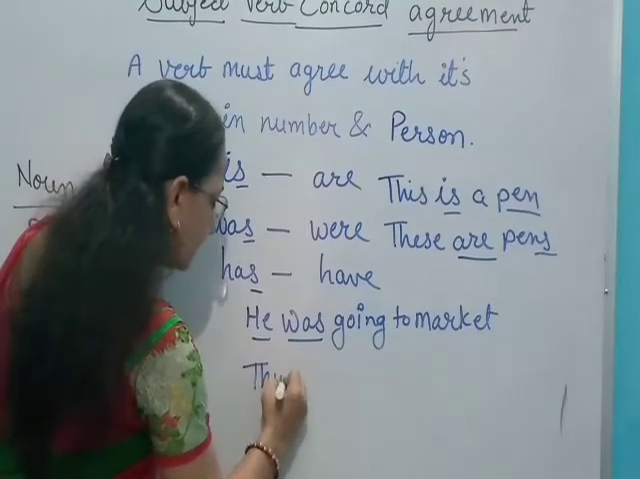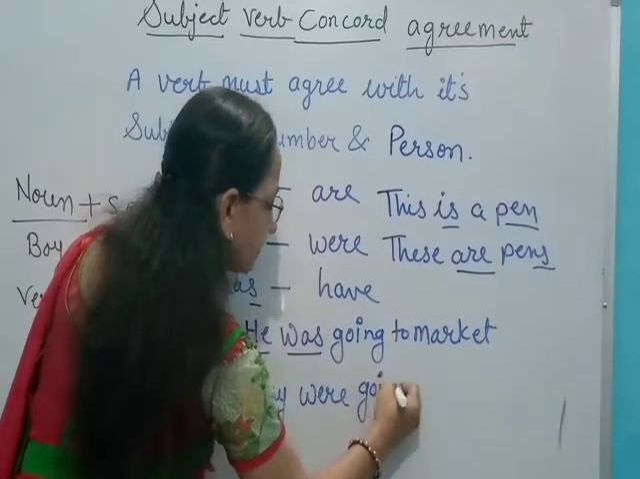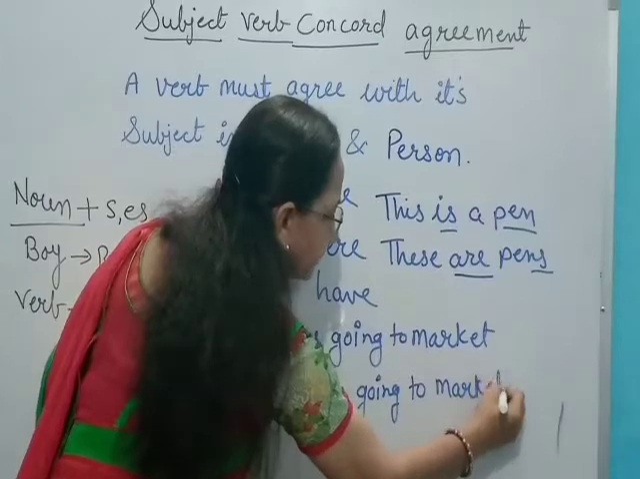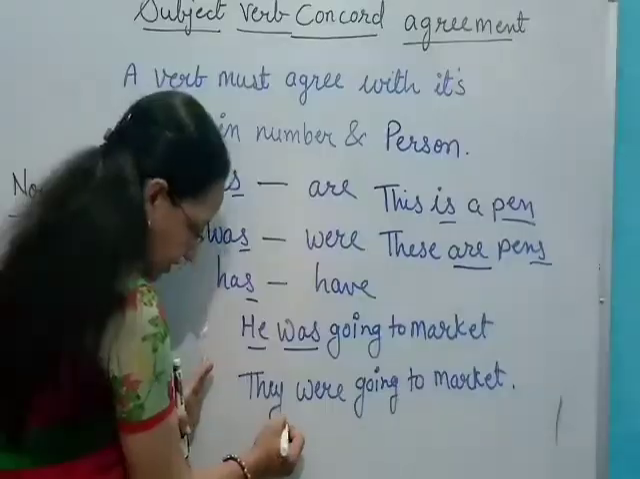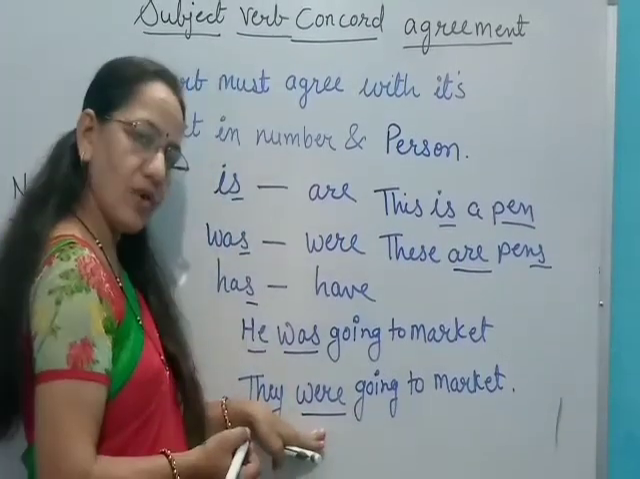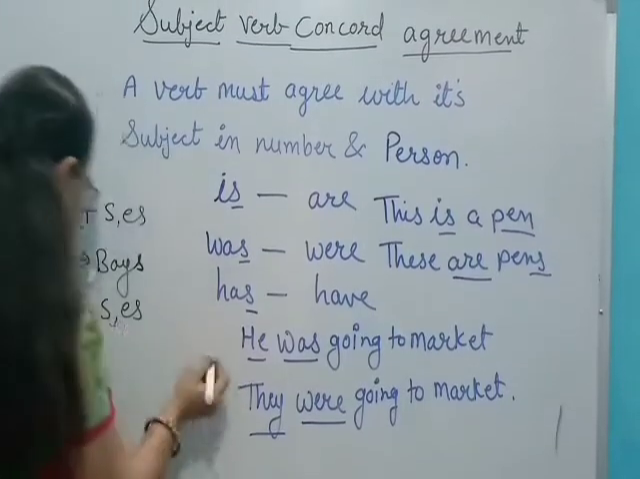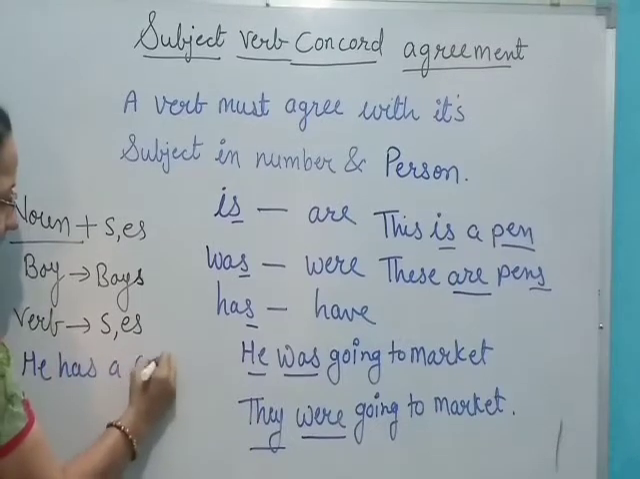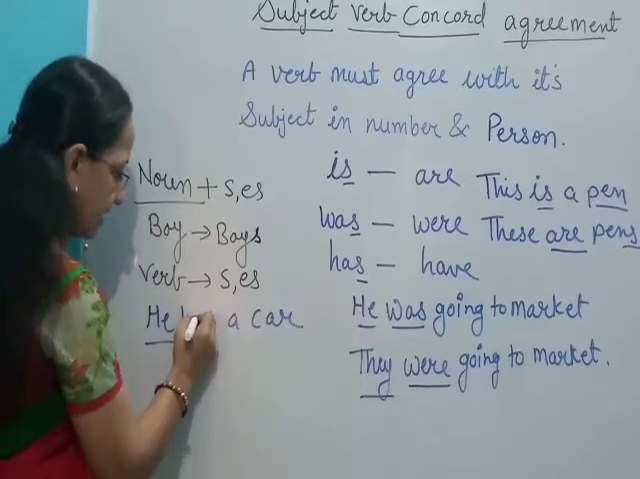They were going to market. Getting? Here, you already know that they is a plural subject, so here we are applying a plural verb. One more example: he has a car. You know he is a singular subject. Here we applied a singular verb.